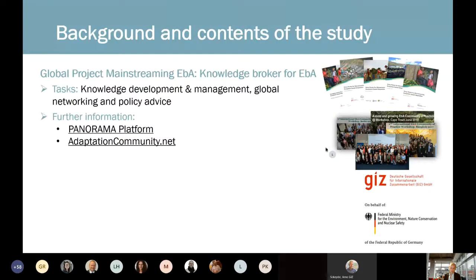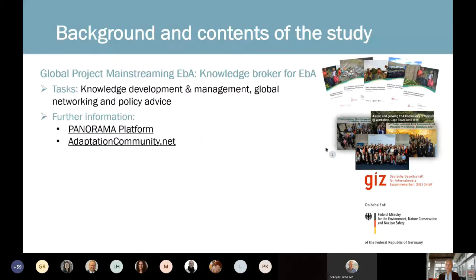So quickly to the background of the study. The study was conceptualized and financed by the global GIZ project Mainstreaming EbA that aims for knowledge development on EbA and knowledge exchange. They act as a knowledge broker. If you're interested in further information, please check both these websites that I mentioned here, the Panorama platform and the Adaptation Community Net.